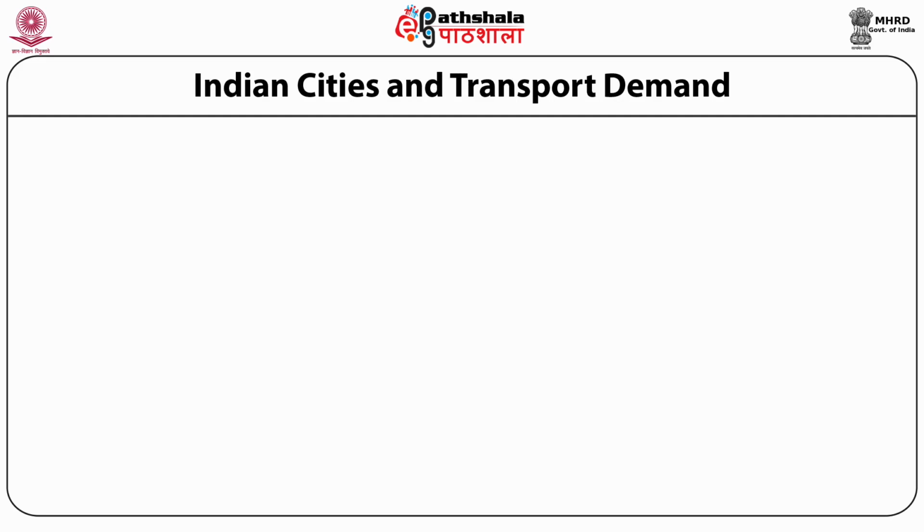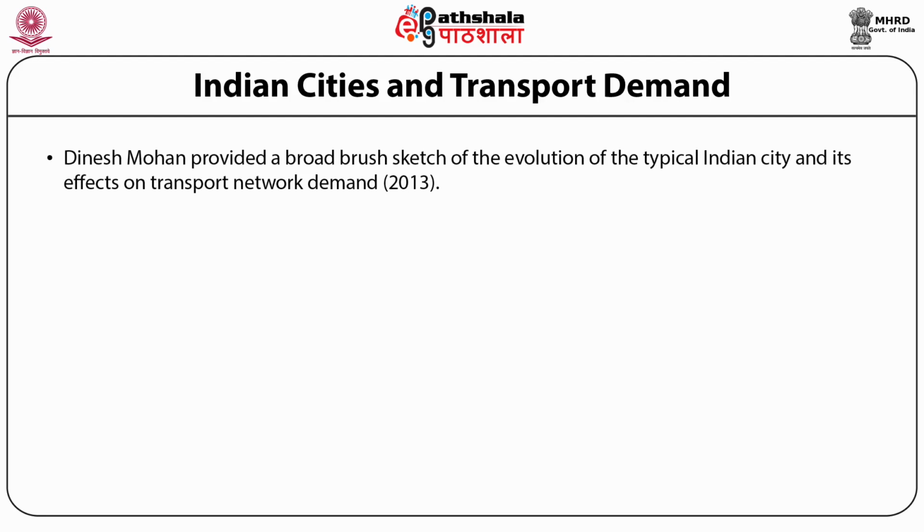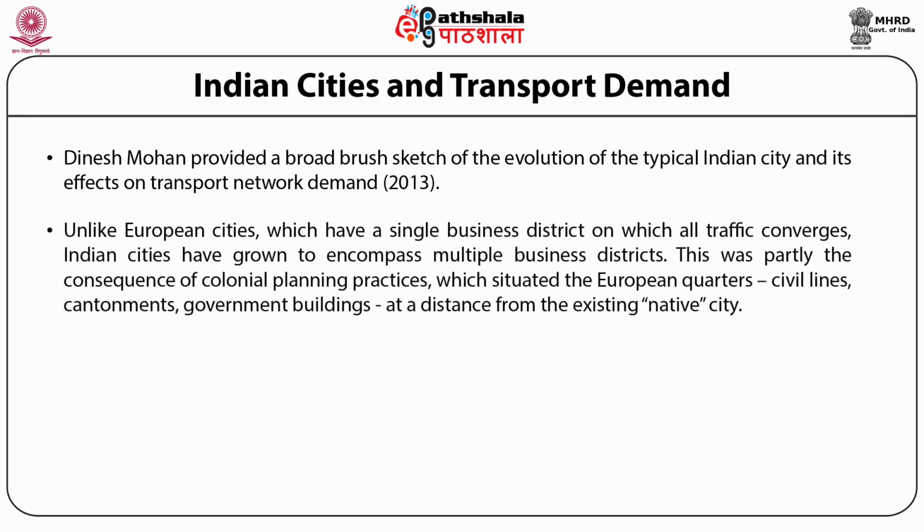In a paper in the Economic and Political Weekly's Review of Urban Affairs, Dinesh Mohan provides a broad brush sketch of the evolution of the typical Indian city and its effects on transport network demand. Unlike European cities, which have a single business district on which all traffic converges, Indian cities have grown to encompass multiple business districts. This was partly the consequence of colonial planning practices which situated the European quarters, civil lines, cantonments, and government buildings at a distance from the existing native city.